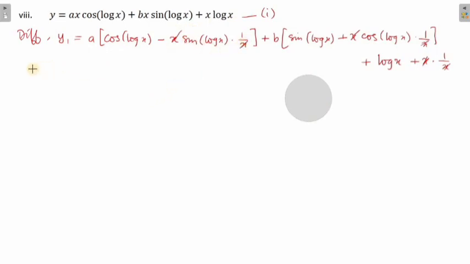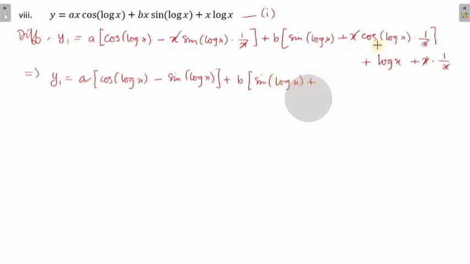Okay, so from here, see what do we get? We get y1 equals a cos log x minus sine log x, plus b sine log x plus, how much is left here? Cos log x is left, cos log x. Okay, so let me close it. So we are left with log x plus 1.